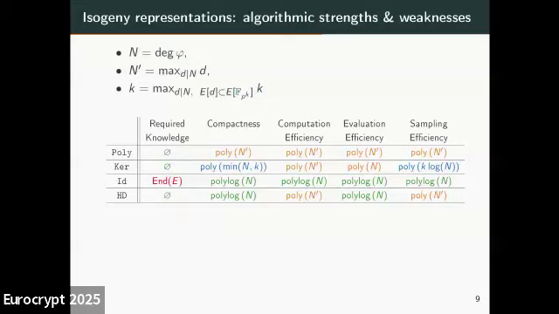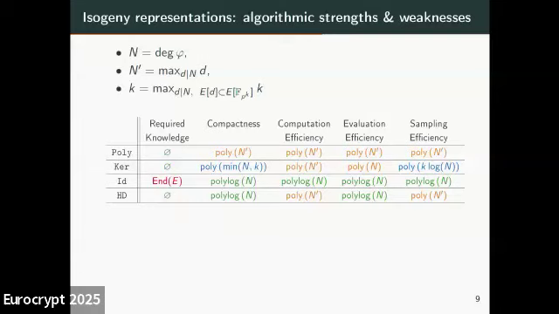Finally, I want to add a few comments on two columns. The required knowledge column first, because essentially some of these representations require more knowledge than others. In particular, the ideal representations require being able to go from the world of elliptic curves to the world of quaternions, which implies that we actually know the endomorphism ring of the curve. And of course, this is highly non-trivial information to get. So this representation actually assumes a strong knowledge, which is not the case of the other ones. But of course, this strong knowledge allows us to do powerful things. So there is something to be gained here.